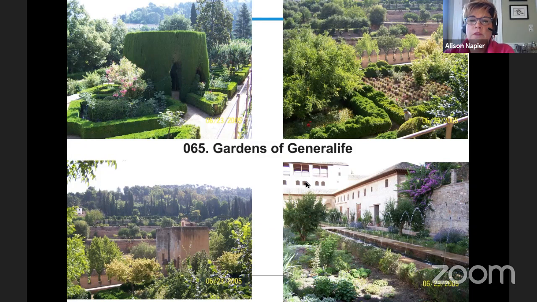The Generalife means garden of the architect, and it's originally probably the architect's house that was composed of several large gardens that eventually was taken over, and they're absolutely stunning at all times of the year.